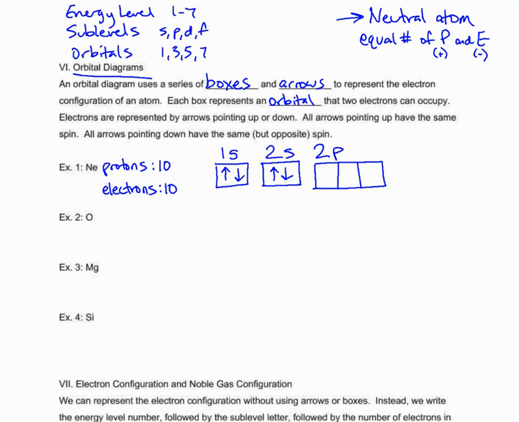Remember the school bus idea, Hund's rule. So you get on the bus, you take an empty seat. Next person gets on a bus, they take an empty seat. Nobody doubles up until all the seats have one person in them. So in this 2p sublevel, here's an electron in this orbital. Next one goes into this orbital. Next one goes into this orbital.